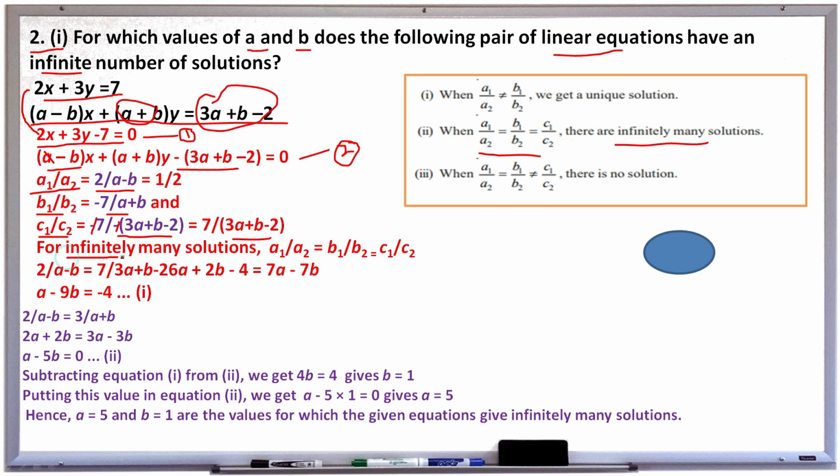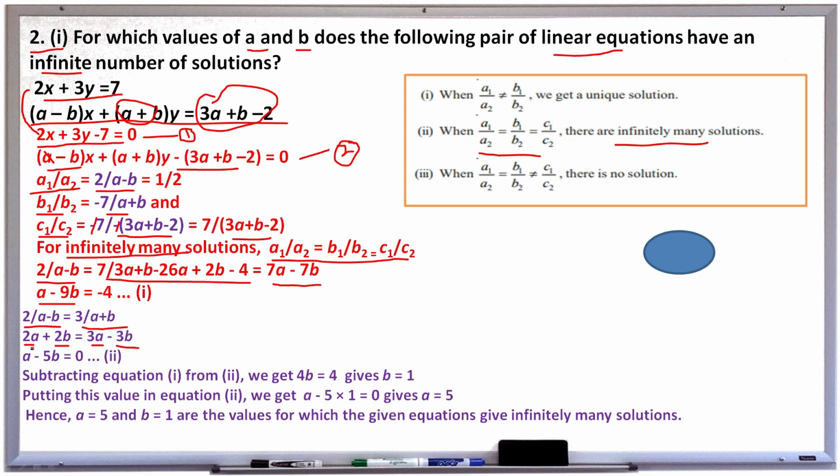Now for infinitely many solutions, the condition is a1 by a2 is equal to b1 by b2 is equal to c1 by c2. Now here you see a1 by a2 is equal to 2 by a minus b, this is b1 by b2, this is c1 by c2, and a minus 9b is equal to minus 4. Simplifying, you will get 2 by a minus b is equal to 3 by a plus b, that is 2a plus 2b is equal to 3a minus 3b.